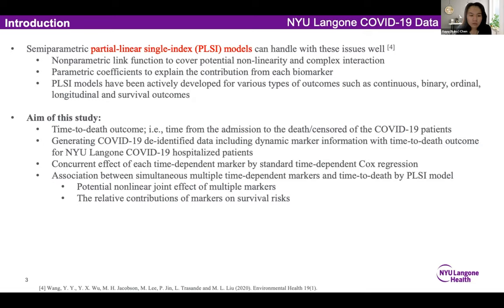The aims of this study were, first of all, to explore time to death outcomes, such as the time from admission to death or censoring of the COVID-19 patients. Second, to generate COVID-19 de-identified data, including biomarker information with the outcome, from the NYU Langone COVID-19 hospitalized patients. Third, to explore the concurrent effects of each time-dependent biomarker by standard time-dependent Cox regression. Lastly, to explore the association between simultaneous multiple time-dependent markers and time to death using PLSI models, and to assess the potential nonlinear joint effects and the relative contribution of each marker on survival risk.